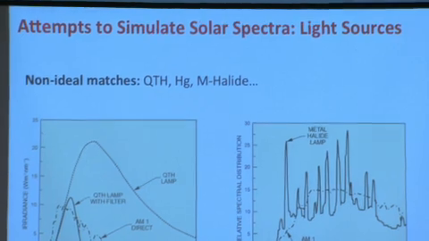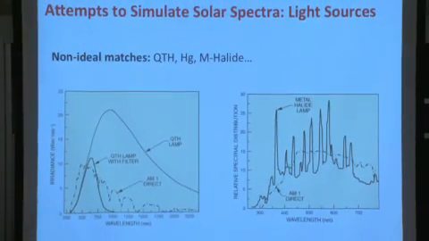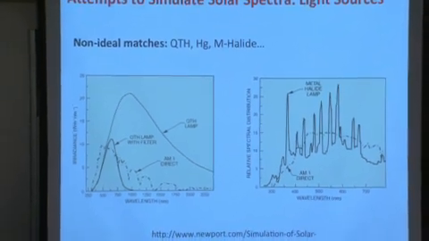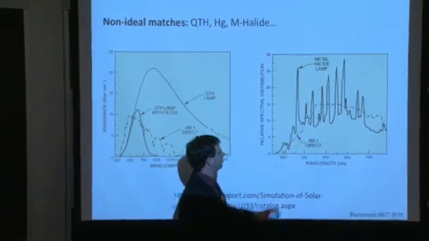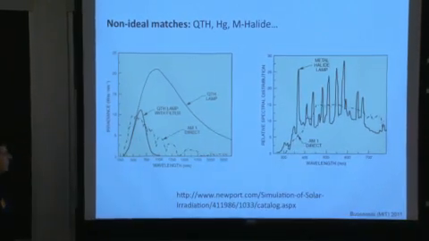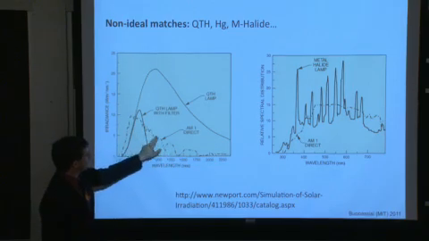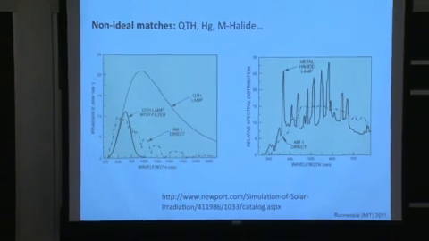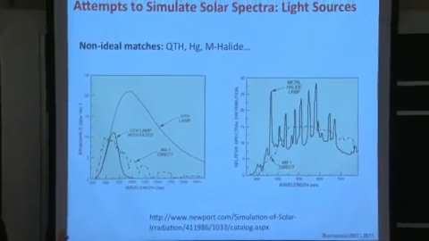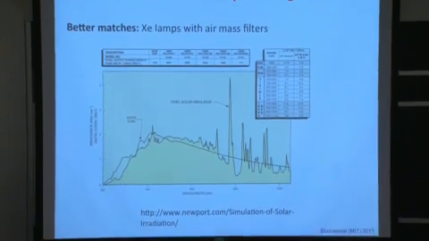So we have non-ideal matches, several examples of light sources that don't quite get it right, or have several spikes in the output spectrum. In all cases here, the AM1 direct spectrum is shown in this dash-dot line, and different light sources are shown in either solid or dashed lines. So not great. And then finally, we reach our xenon arc lamp with air mass filters.